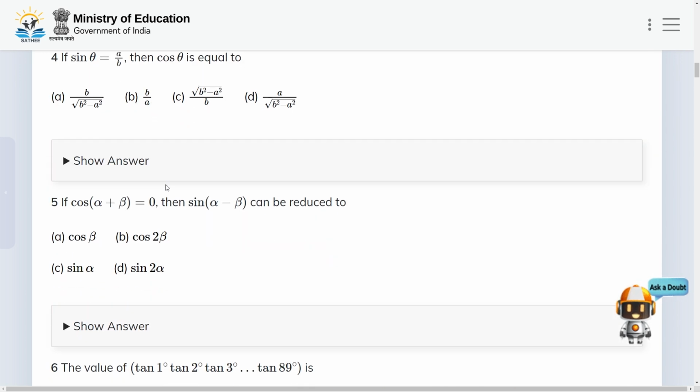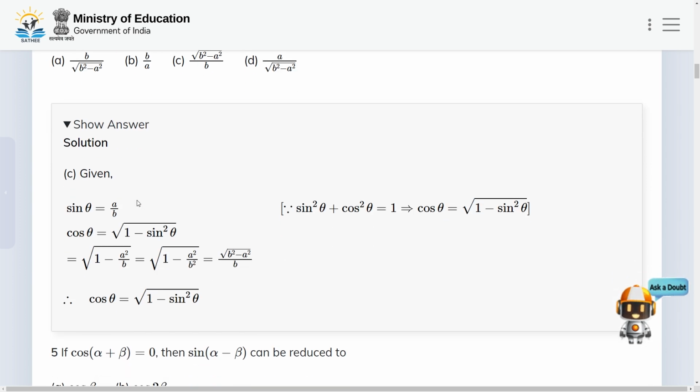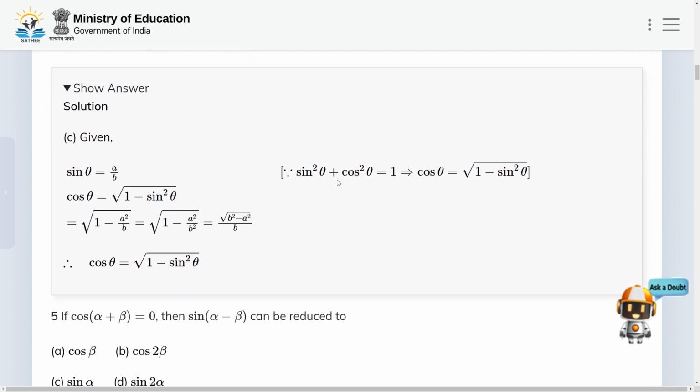So now let us move to the next problem. In the next problem we have: if sin θ is equal to a/b, then cos θ is equal to what? First of all, we know the trigonometric identity sin²θ + cos²θ = 1, and from this identity we get the formula cos θ = √(1 - sin²θ).